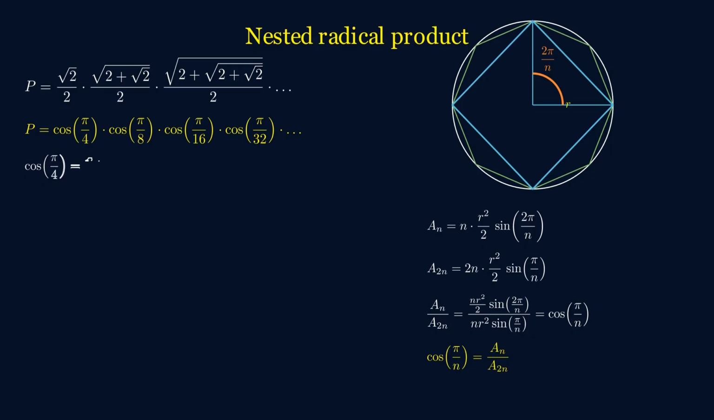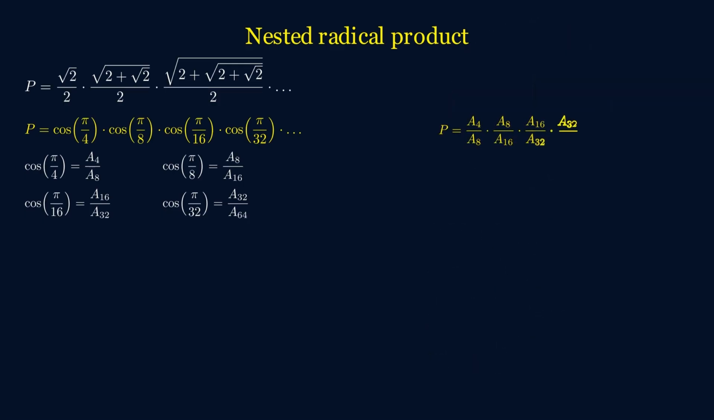So cosine of pi over 4 is the area of the square divided by the area of the octagon. Cosine of pi over 8 is the octagon over the 16-gon. Cosine of pi over 16 is the 16-gon over the 32-gon, meaning our product is actually a giant chain of polygon area ratios. And surprise number 3 is the cleanest one.